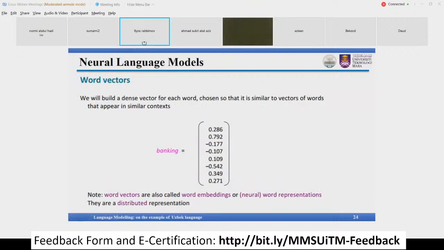And word vectors. We will build a dense vector for each word, chosen so that it is similar to vectors of words that appear in similar contexts. Word vector is also called word embeddings or neural word representation, and all of them are called distributed representation.